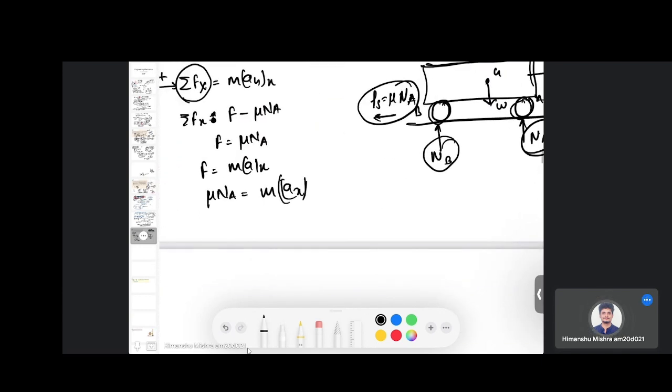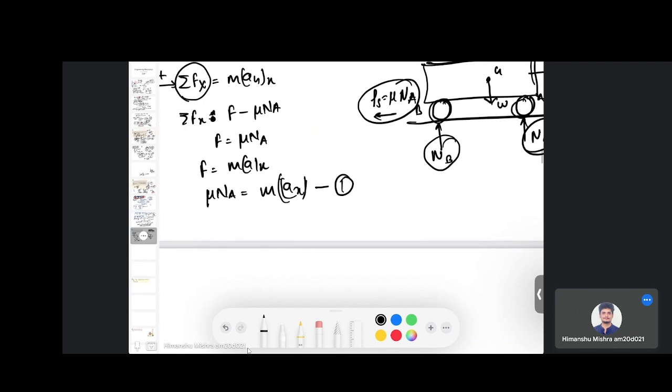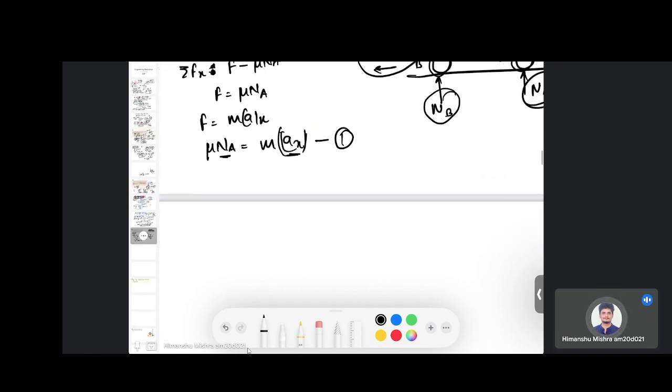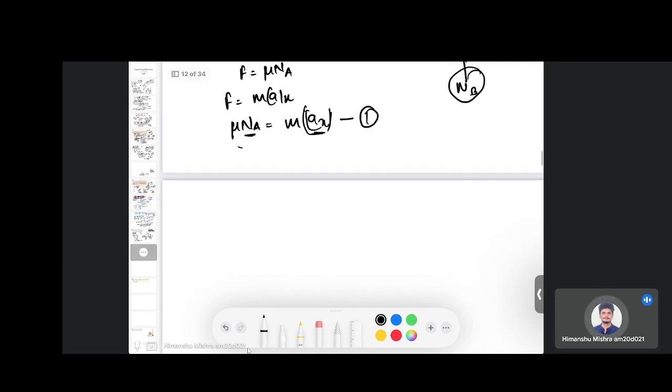So this is my equation 1, because you can see that here Na and Ax are both unknown quantities, which means we need one more equation to calculate the unknowns, because we have two unknowns and as of now only one equation. So for the other equation we will do the summation of force equal to mass times acceleration in the y direction.